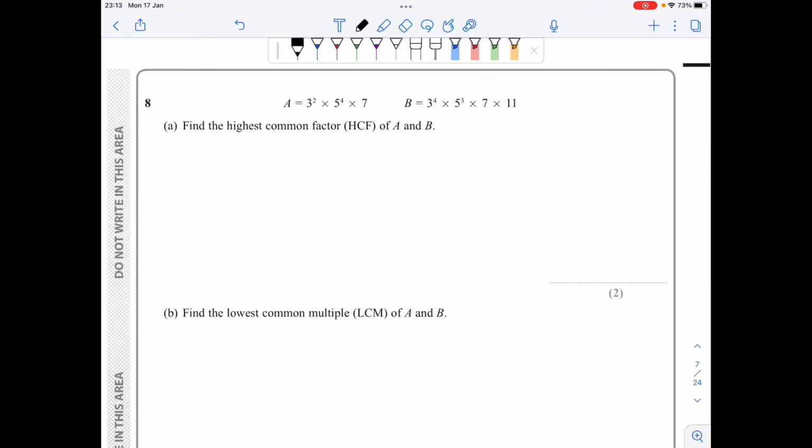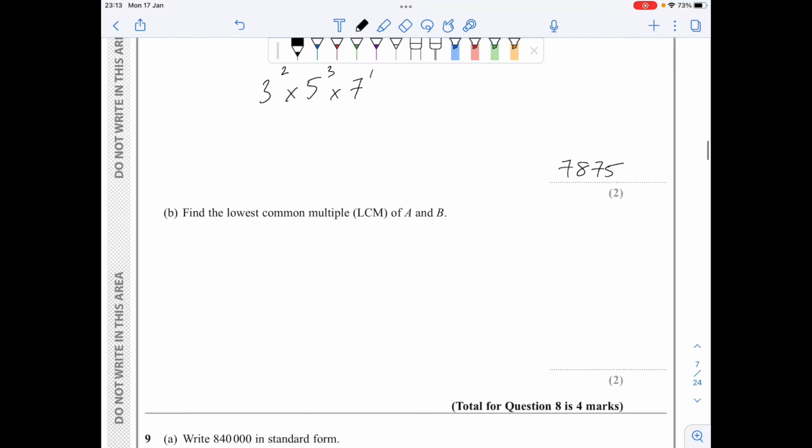For part A, the highest common factor is the product of all the common factors to their lowest power. So I've got 3 to the power of 2 times 5 to the power of 3 times 7 to the power of 1. And this gives me 7875.